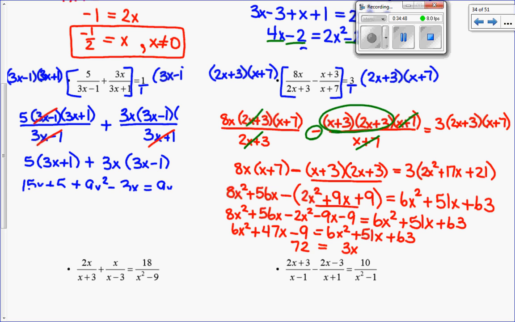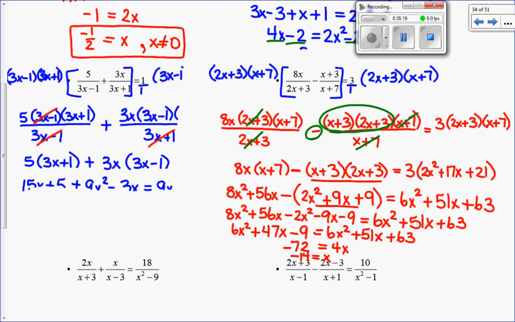Negative 72. Oops, sorry, this is 4x, not 3x, because 51 minus 47 is 4x, sorry. And then divide by 4, so x is going to be negative 14. There, that looks better.